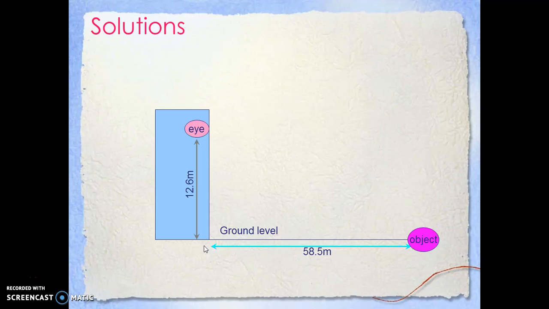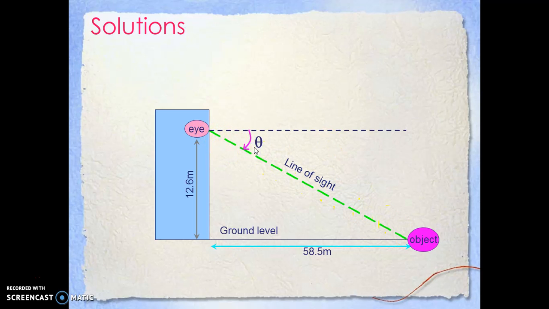Now, let's try to find the angle of depression of the person's line of sight to the object on the ground. So you have to remember that this is the eye level. This is the line of sight of the man.